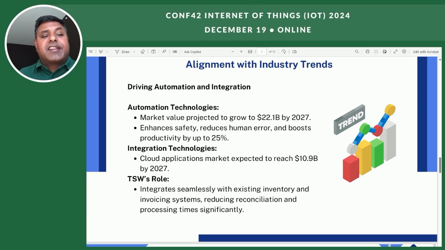So, alignment with the industry trends. Here are the industry trends driving automation and integration: automation technologies, integration technologies, and TSW's role. Automation technologies: market value projected to grow to 22.1 billion by 2027, enhances safety, reduces human errors, and boosts productivity by up to 25%. Integration technologies: cloud applications market expected to reach 10.9 billion by 2027. TSW's role: integrates seamlessly with the existing inventory and invoicing systems, reducing reconciliation and processing times significantly.